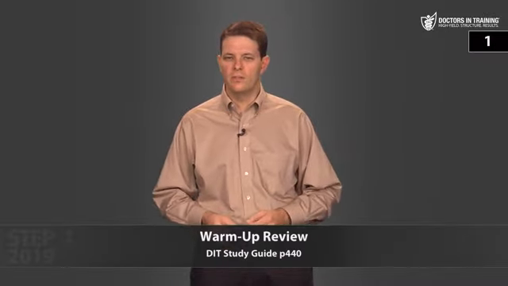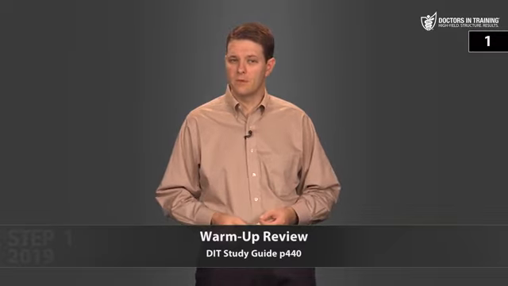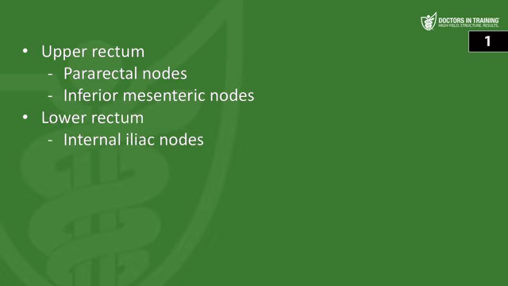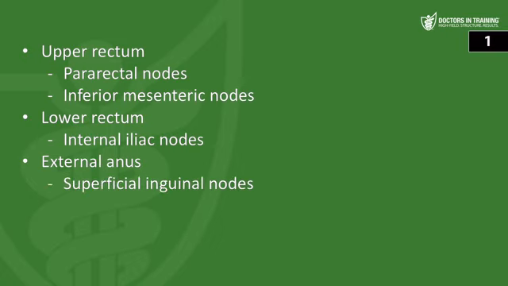Let's go over the warm-up. First question, to which lymph nodes does each of the following regions drain? The upper rectum drains to the perirectal nodes and then ultimately to the inferior mesenteric nodes. The lower rectum drains to the internal iliac nodes. The external anus below the pectinate line drains to the superficial inguinal nodes. And the testes drain to the para-aortic nodes.